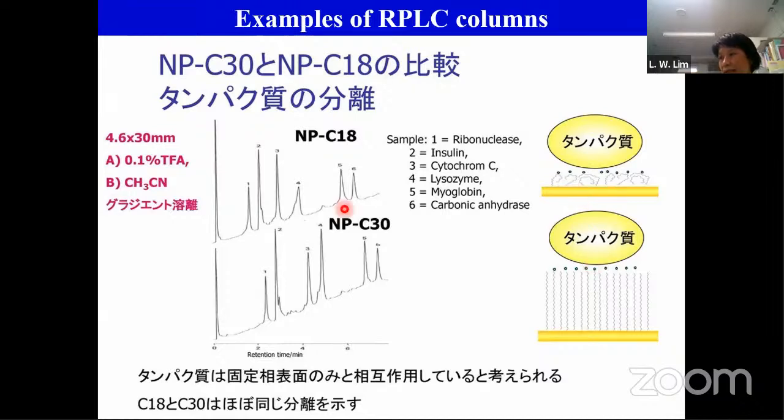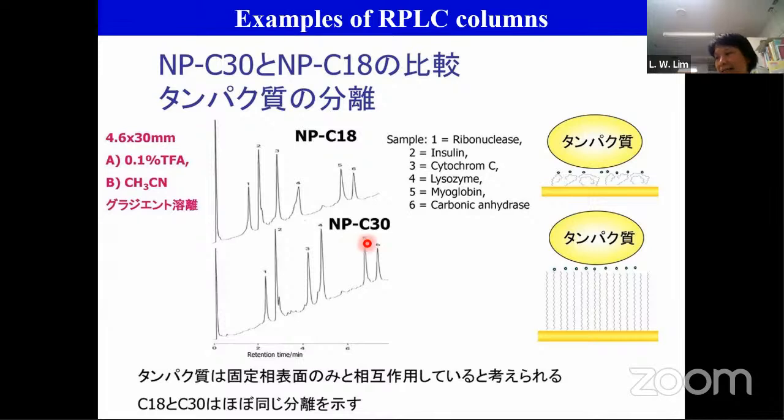So comparing the C18 and the C30, you can see maybe it is not much different. But the resolution between peak number 2 and peak number 3 is actually improved. So actually C18 is more popular and C30 is not so popular.